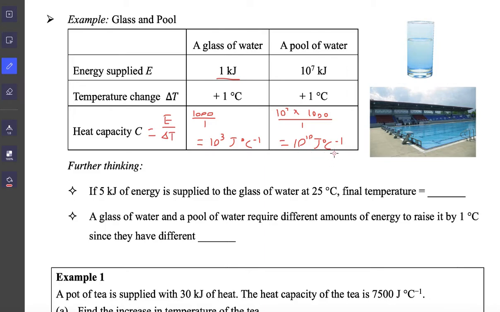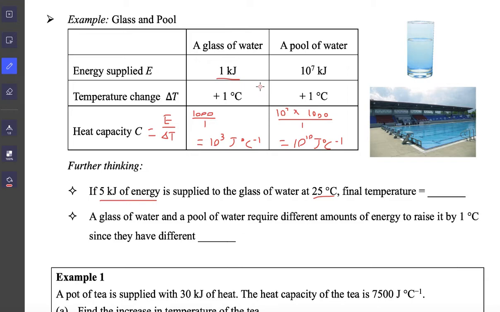This value here for a pool of water is 10 million times bigger than this value. And it makes sense because obviously we need more energy to change the temperature of such a large volume of water compared with just a glass of water. And further thinking, we try to think more. If 5 kilojoule of energy is supplied to the glass of water at 25 degrees Celsius, what would be the final temperature? That means if we supply this amount of energy to the glass of water, how will it change?